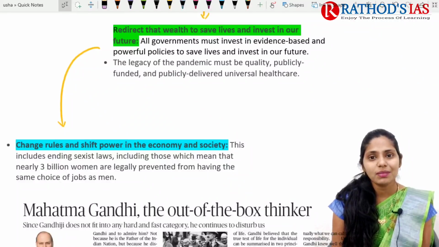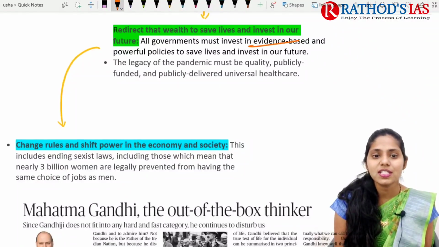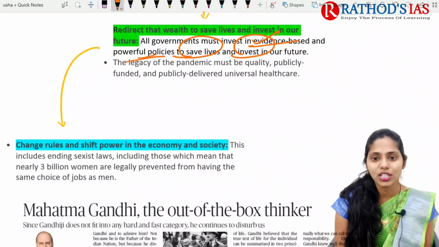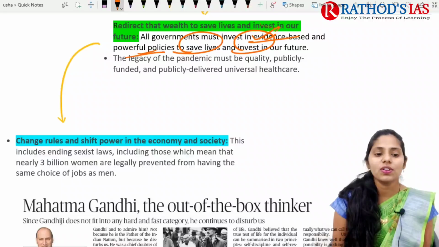So all governments must invest in evidence-based and powerful policies. And finally, we need to save lives and invest in our future as well. And the next one is we need to change the rules.